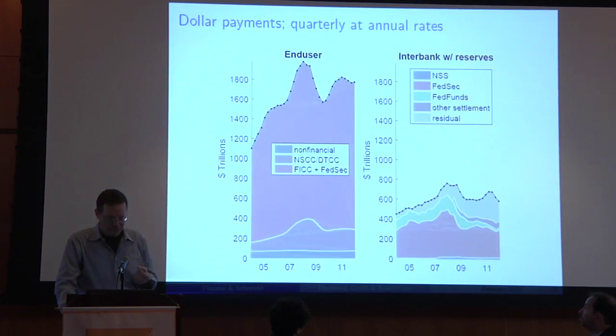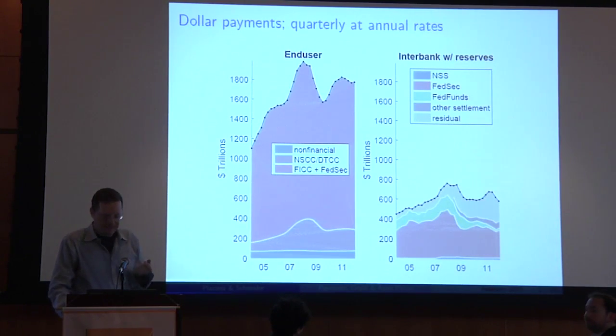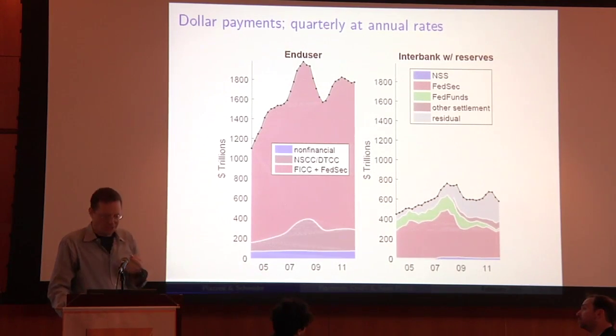And the message of the picture is that even though these non-financial transactions in blue are about 5 times GDP, they're small and stable compared to transactions in financial markets. Now, these intermediaries that handle these transactions have tools to do netting of transactions against each other. And this means that the effective interbank transactions, shown in the right-hand picture, that are generated by these transactions on the left, are substantially smaller.